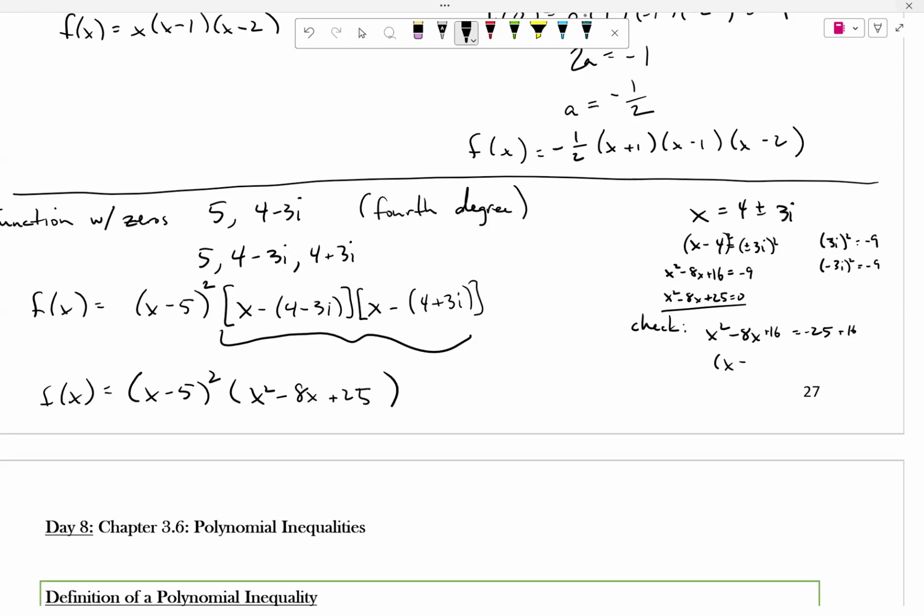And then we have x minus 4 squared equals negative 9. And x minus 4 equals plus or minus 3i. Yep. The roots are exactly what I want them to be: 4 plus or minus 3i. Hope it makes sense.